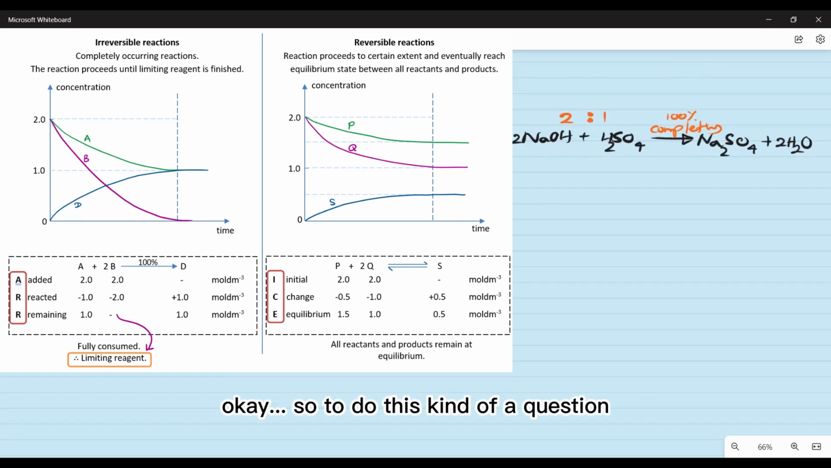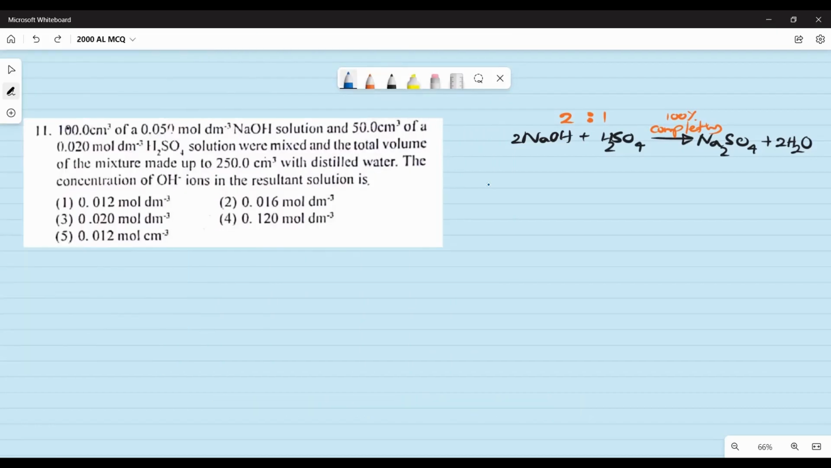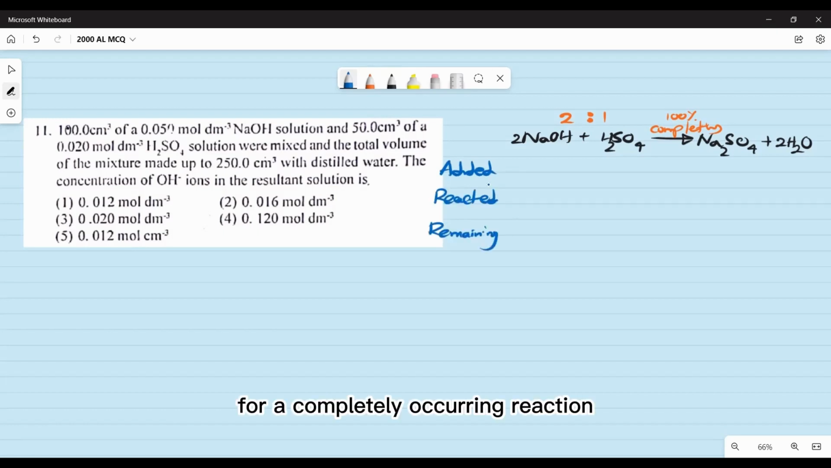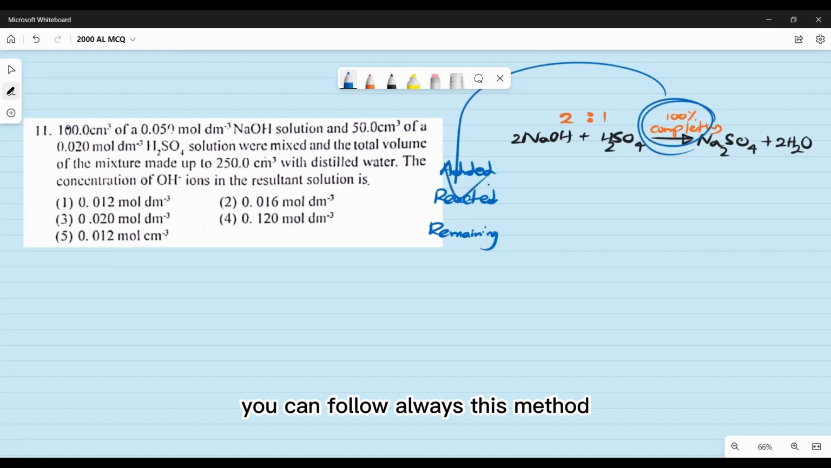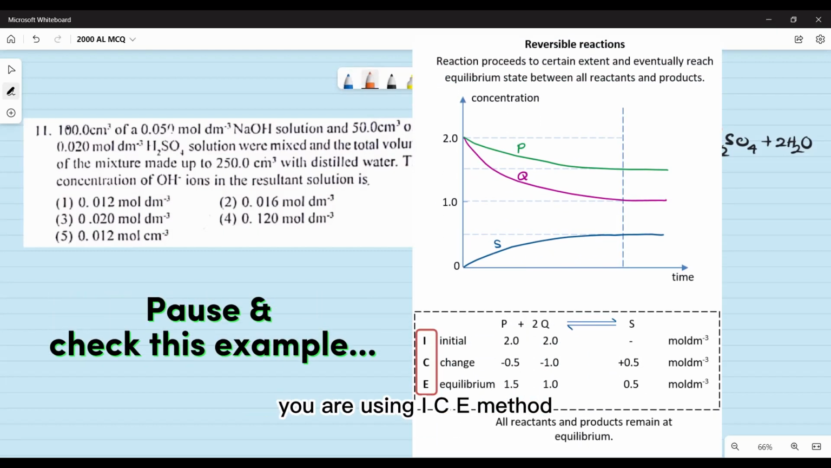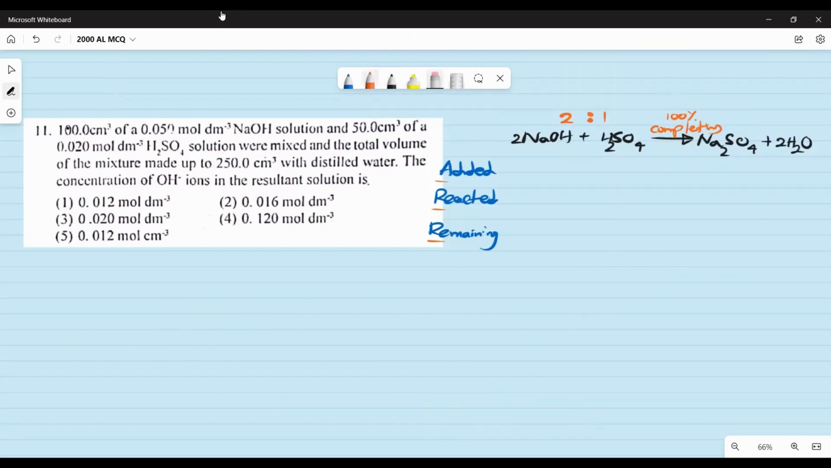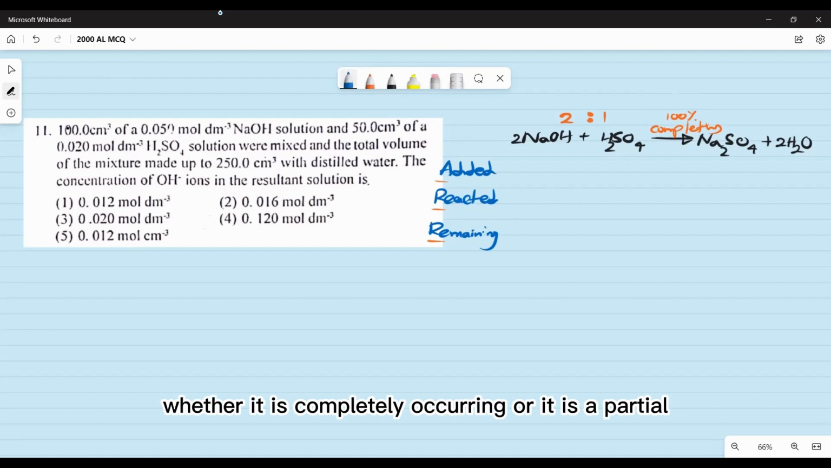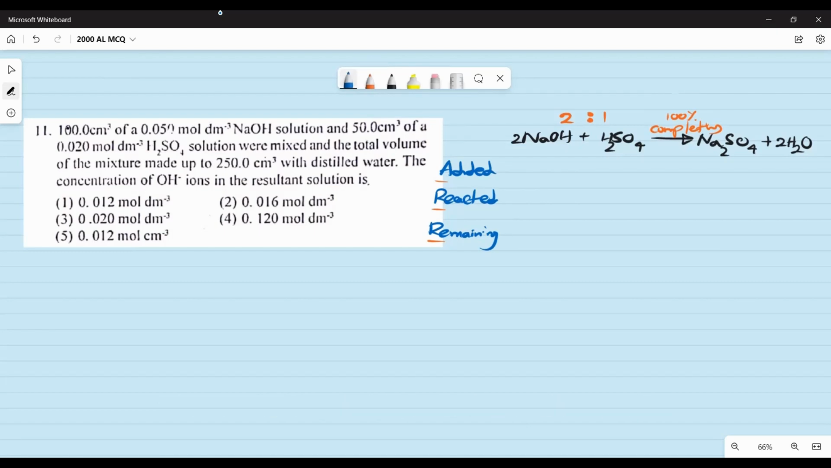Okay, so to do this kind of question, there is a method you can follow. You can start like this: added, reacted, and remain. For a completely occurring reaction, you can always follow this method. For short, we call it the ARR method: added, reacted, remain. And if it is an equilibrium reaction, you use the ICE method. That means initial, change, and equilibrium. Okay, with the question I will explain that method also. First of all, you identify the type of reaction, whether it is completely occurring or it is partial, that means an equilibrium. Using that, you write added, reacted, remaining, and do the question.